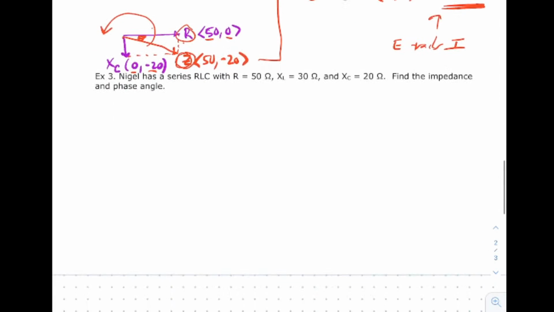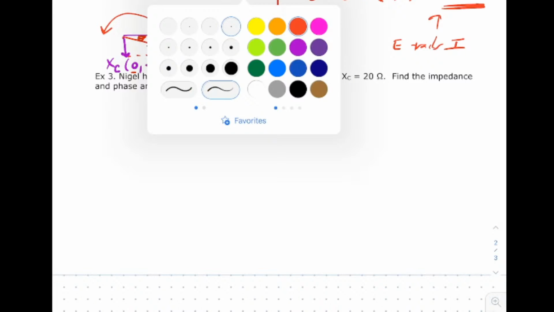Oh, maybe you should try this one yourself. It's the only one we got left. You should try it. You done? All right, let's get out a fresh color.